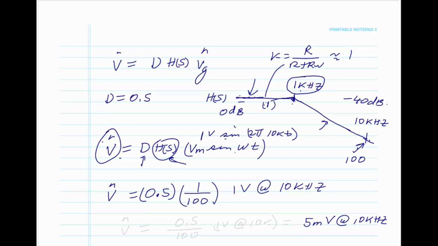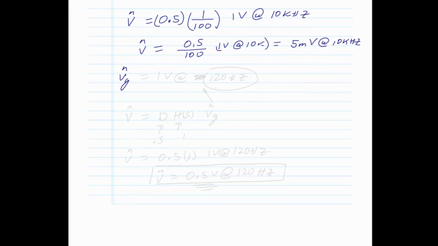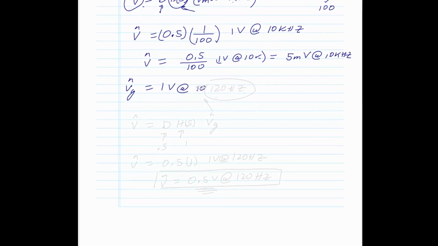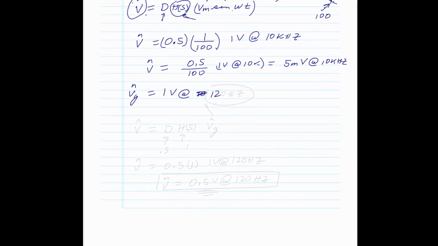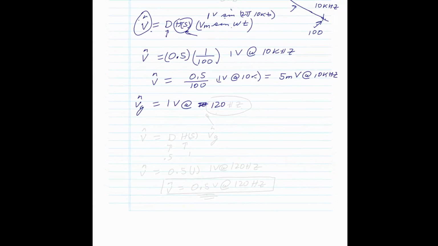So you can see that the output voltage now is going to be 0.5 divided by 100 times a volt at 10 kilohertz. Okay, so we see that this comes out to 5 millivolts at 10 kilohertz. But now another question is, what if VG now is 1 volt at, say, 100 hertz or 120 hertz, either way, say 120 hertz. That's from maybe we converted from AC to DC in a full bridge, 120 hertz.